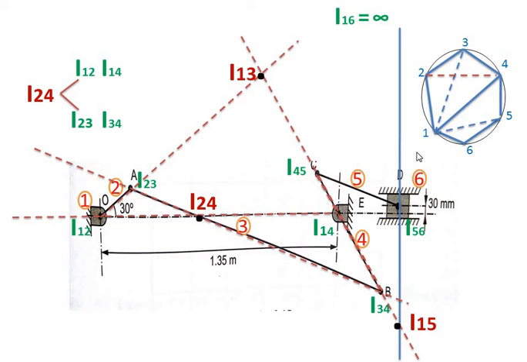Here you can search for any other triangle combination. Whatever triangles are available you can take. You can have different combinations of the triangle, but the location of the ICR will remain the same.